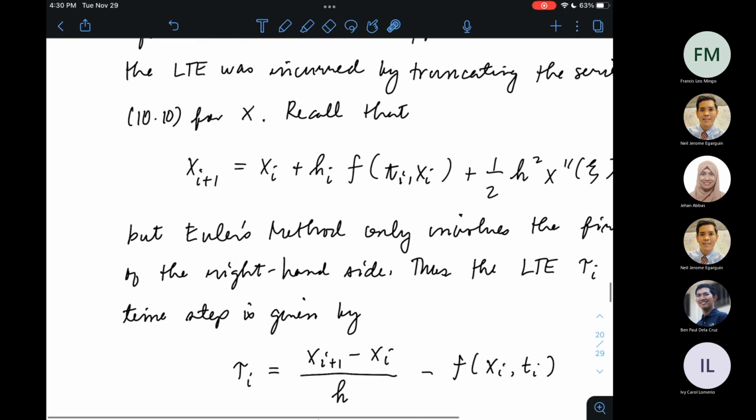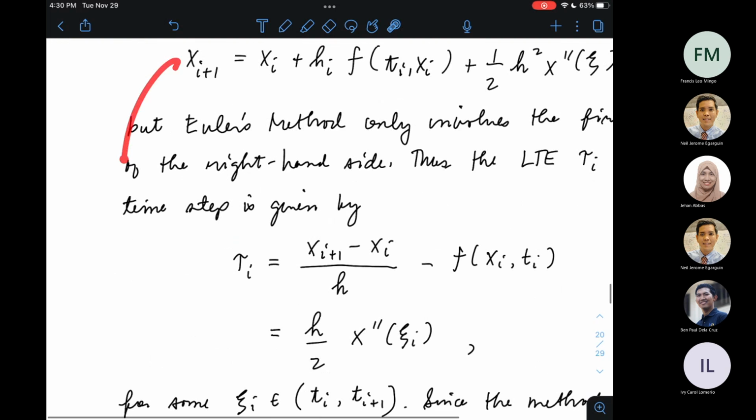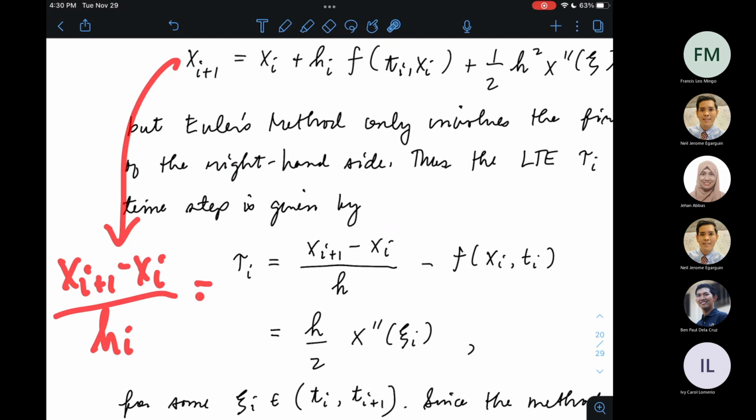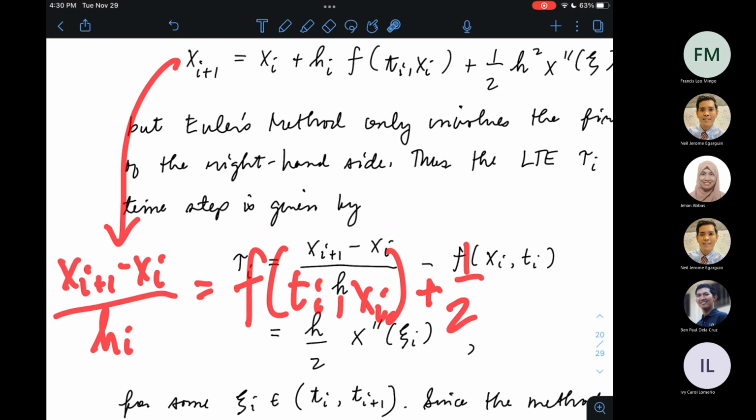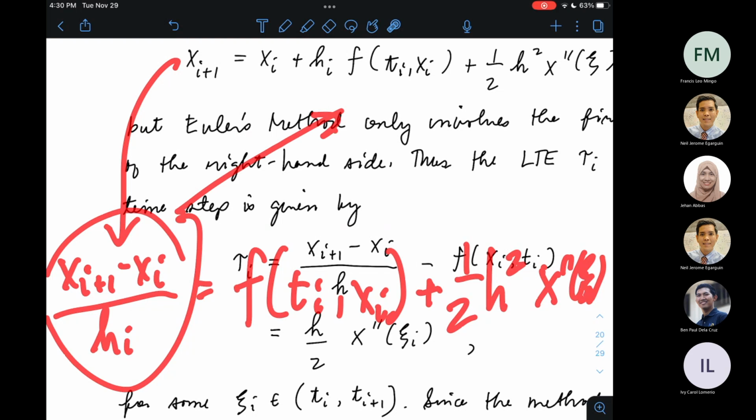Okay. But essentially, if you do that, you will see here that x sub i plus 1 minus x sub i all over h sub i will be equal to f of t sub i comma x sub i plus 1/2 h squared x double prime of c. So ito yung pinampapalit natin kay derivative, kay dx over dt. But we know that dx over dt is equal to f of t, x.